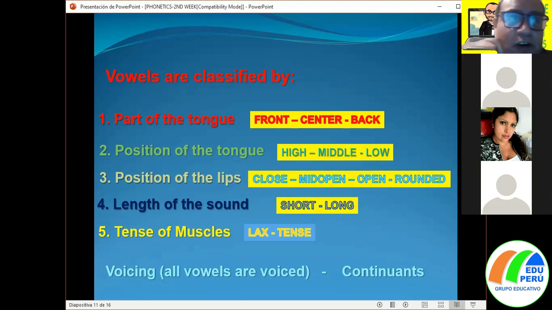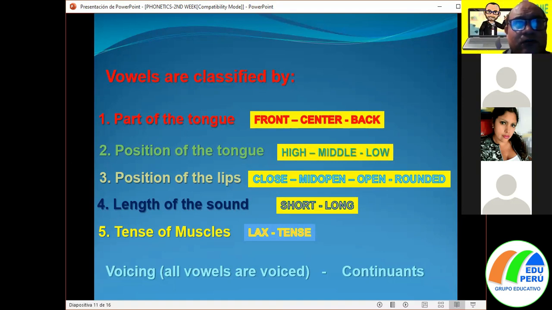The other two below are not useful if we want to differentiate vowel sounds, because all the vowel sounds share these two characteristics. All vowels are continuous, all vowels are voiced. So they are not useful if you want to differentiate vowel sounds. If you want to differentiate vowel sounds, you have these five characteristics: part of the tongue, position of the tongue, position of the lips, length of the sound, and tense of muscles.